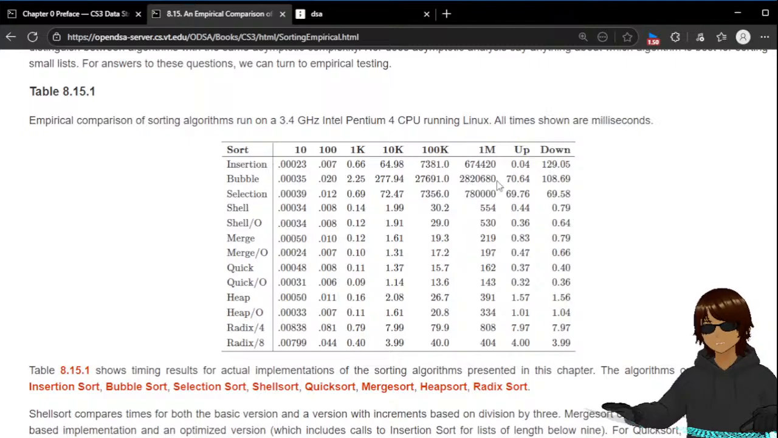So bubble sort takes the longest amount of time. Shell sort is this much quicker with optimization. We have heap, quick, and merge. Quick took 143 milliseconds. That is really fast. Over here, it's not making any difference.